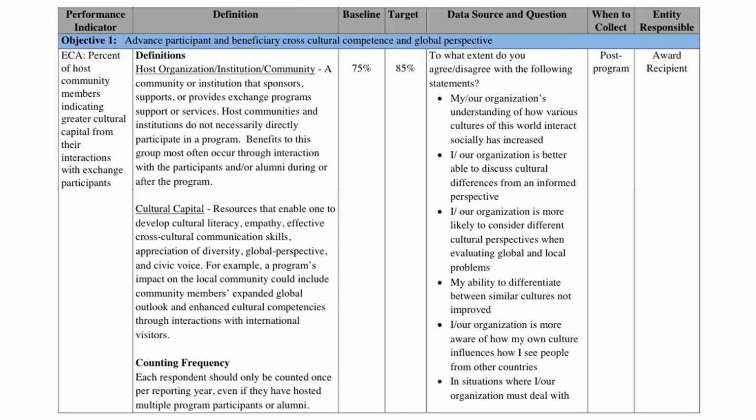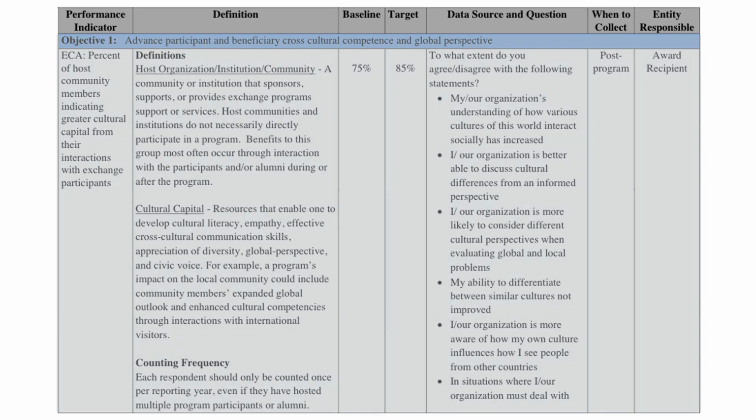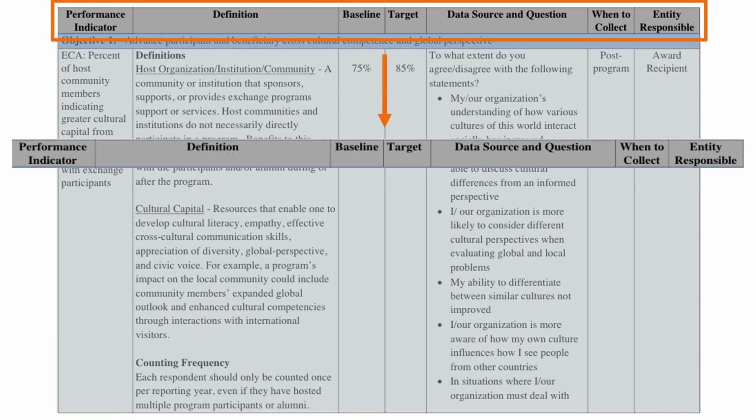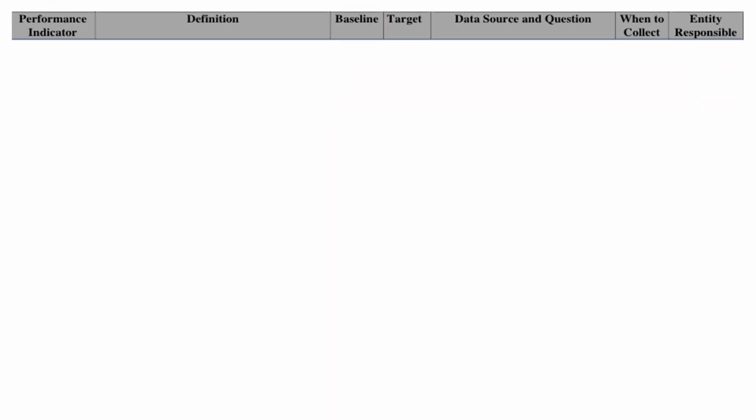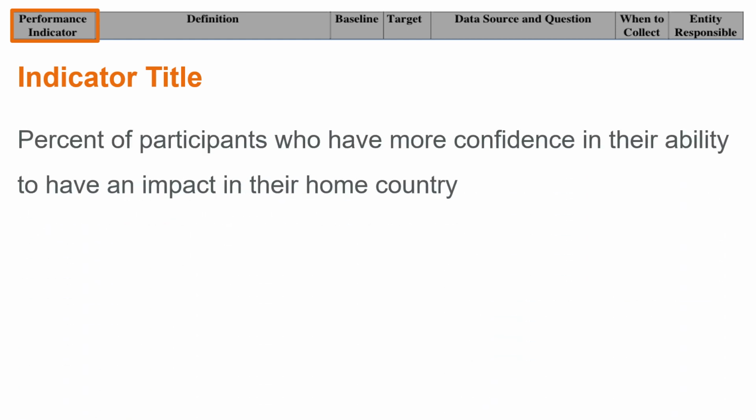Here's an example of an indicator within a performance monitoring plan. As you can see, it has seven major components, each of which we will dive into in more detail. Starting with indicator title, which is the full and complete name of the performance indicator. For example, percent of participants who have more confidence in their ability to have an impact in their home country.